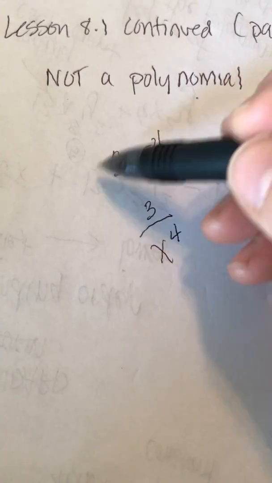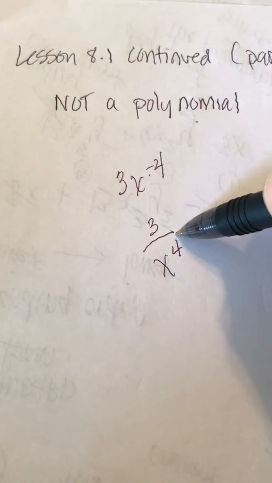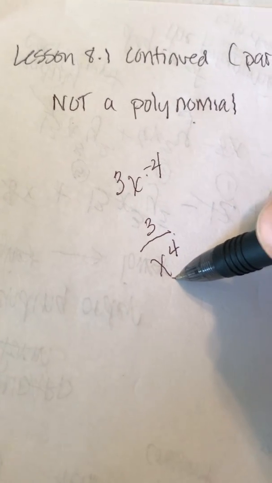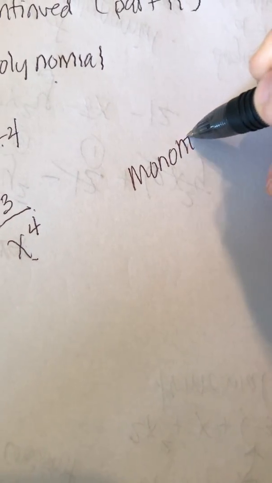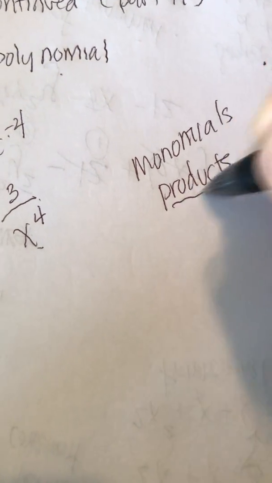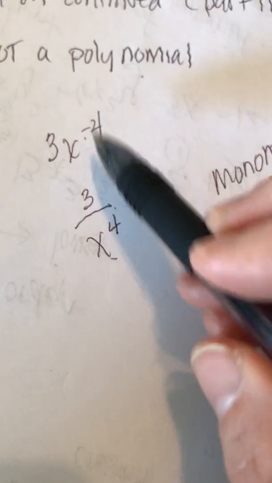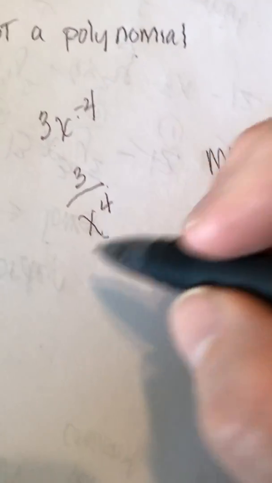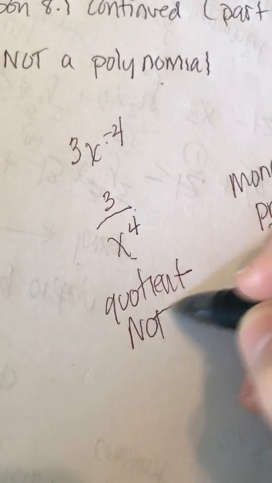So for an expression to be a polynomial, it has to be a monomial, or it has to be the sum of monomials. And unfortunately here, when we divide by the variable, we are no longer a monomial. Remember, monomials are the products, not the quotients. Monomials, products of numbers and variables. And even though that looks like the product, because it's the negative 4, 3 over x to the 4, that's a quotient, not a product, and therefore it is not a polynomial.